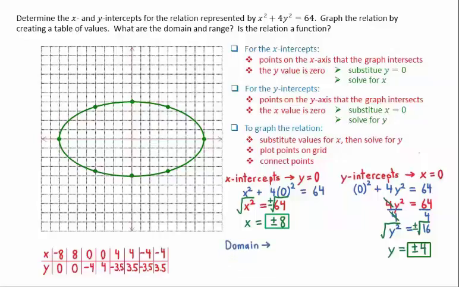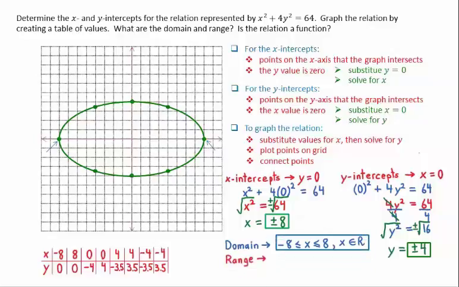For the domain of this relation, we're looking at the possible x values. Note that x can be any value between negative 8 and positive 8. We then have negative 8 less than or equal to x, less than or equal to 8. We also must include here that x is an element of the set of real numbers.